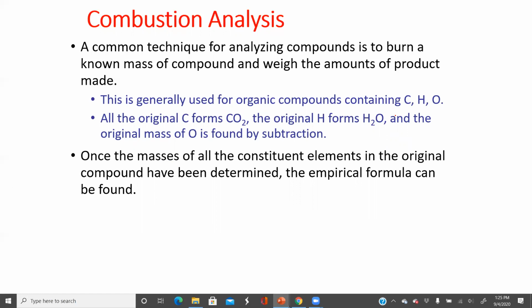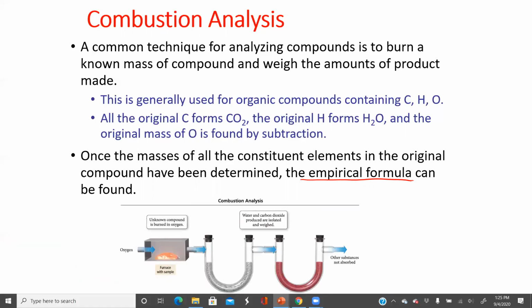So once all the masses of the elements are determined, we can use those masses, convert them to moles, get mole ratios, and get the beautiful empirical formula that we discussed in the earlier videos. So this is basically your combustion analysis. You burn a fuel source, you absorb the water, you weigh the water out, you get the mass of the water. If you have the mass of the water, then I can get the mass of the hydrogen because the hydrogen comes from the fuel source.